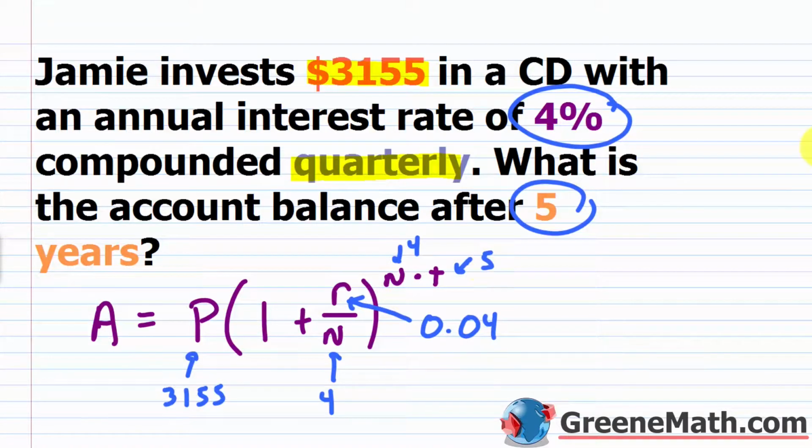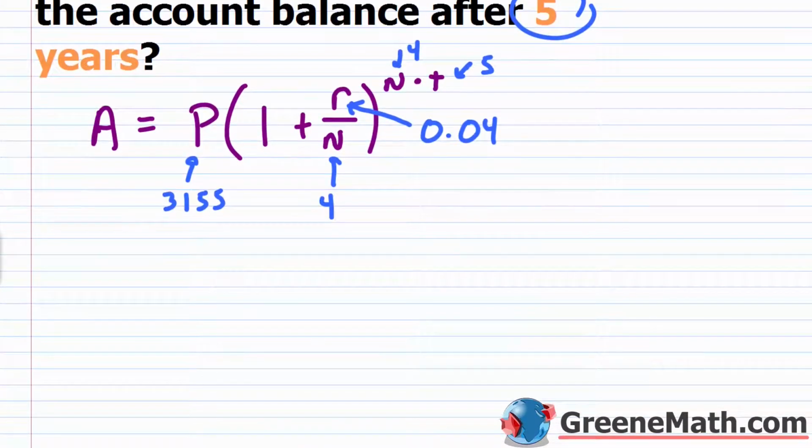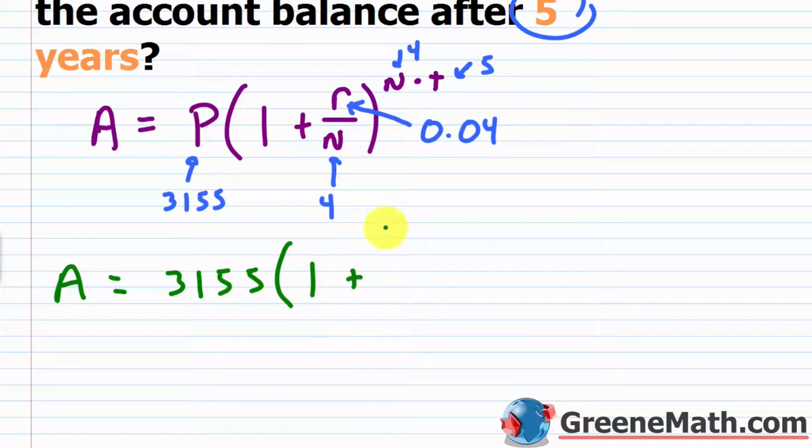It's really, really simple. So let's come down here and we'll say A is equal to, now I'm just going to plug in. So I'm going to say 3,155 times the quantity 1 plus 0.04 divided by 4, and this is raised to the power of 4 times 5. We'll go ahead and just write that as 20 for now.